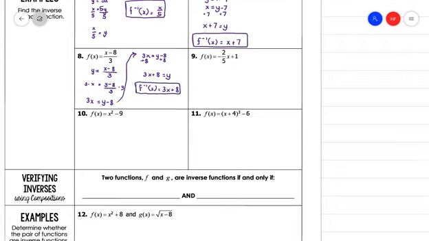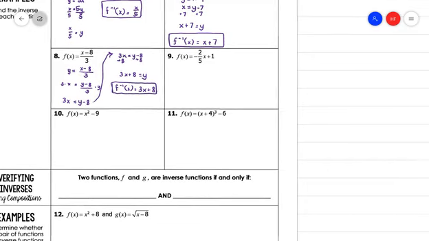I personally find finding the inverse quite fun. Once you get the hang of it, I do think it's kind of satisfying, like the way that synthetic division is satisfying.